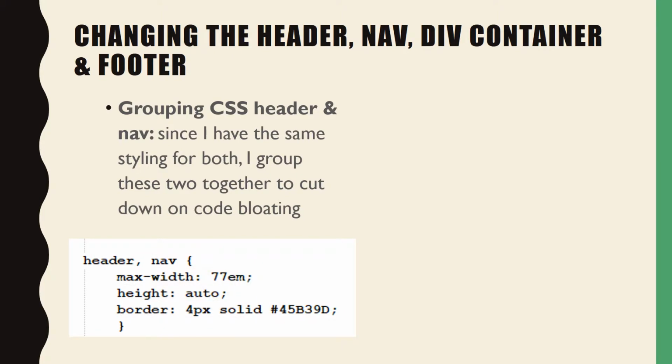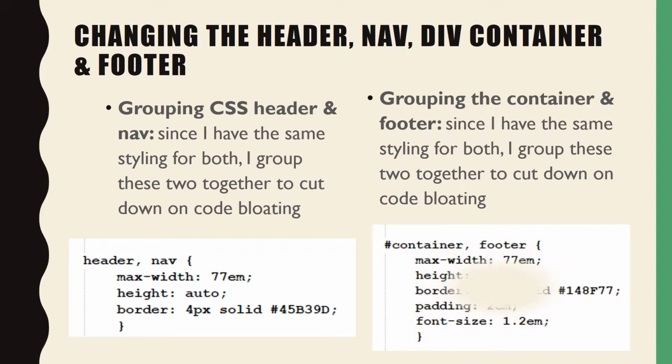On the website I did, since my header and nav had the same dimensions, I grouped my CSS header and nav. So I have a max width, then a height auto. I also grouped my ID container and my footer, since these also had the same width and height.